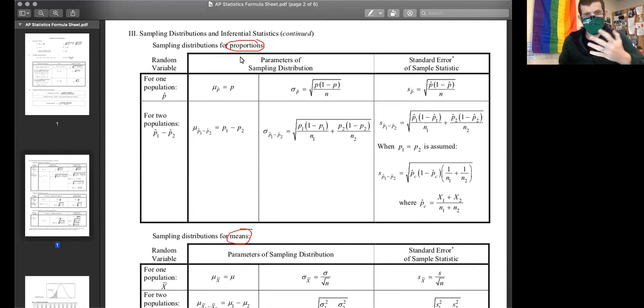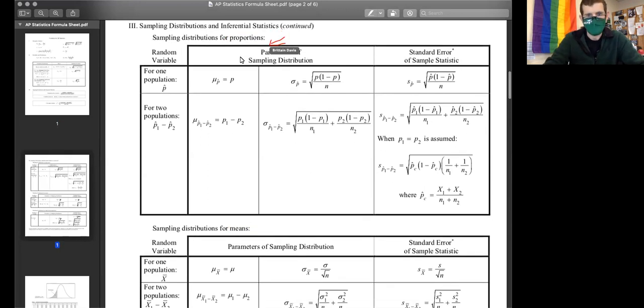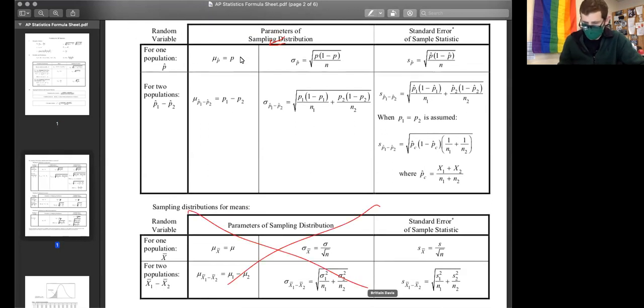So as soon as you identify what the problem is all about, we can just automatically jump to that. Let's say we saw a lot of problems yesterday where we were dealing with proportions. So I just want to completely ignore that box. I don't need to know it. And we haven't learned about two populations yet, so we can ignore that one. So let's say we've determined it's proportions. We've got only one population.